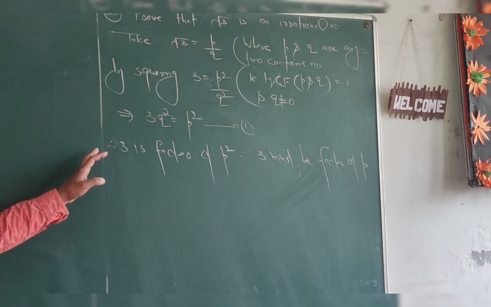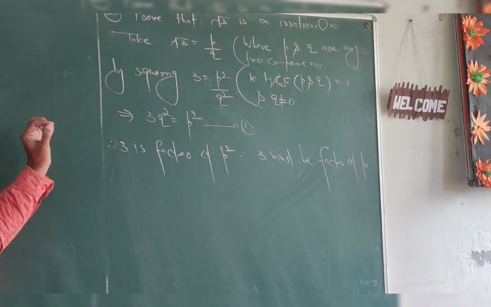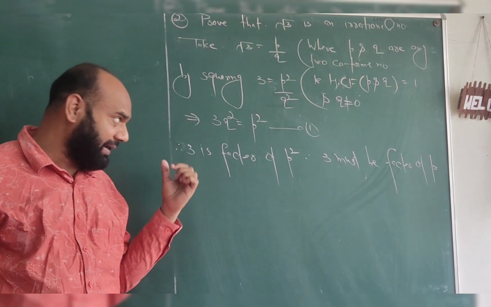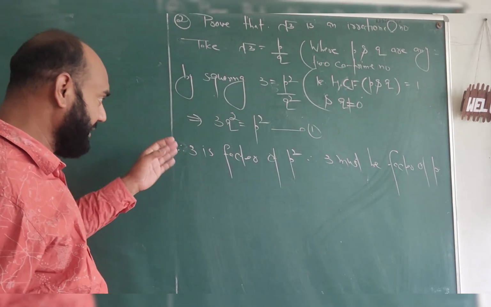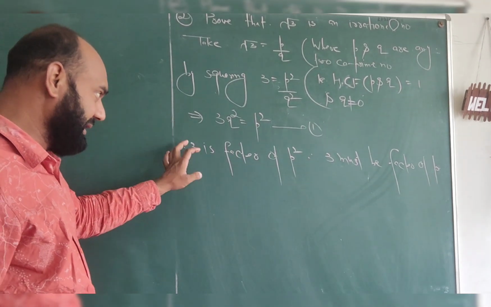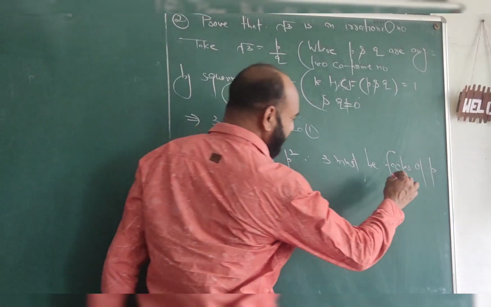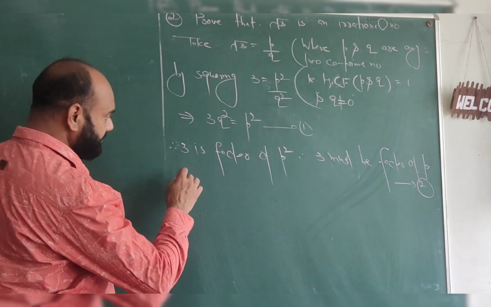because 3 is a prime number, and we know when any prime number is a factor of the square of any number, then this prime number must be a factor of that number. So here we can see that when 3 is a factor of P square, then 3 must be a factor of P. This can be written as equation number 2.